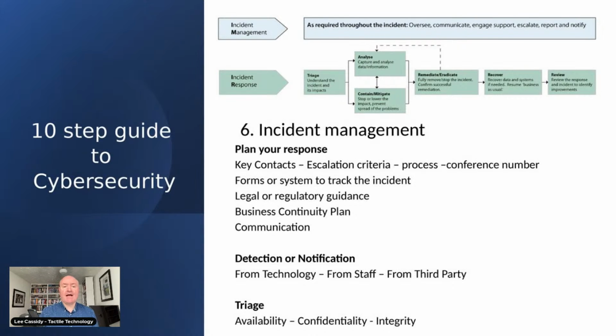The next thing on our planned response is the triage. What do we do first? First thing we've got to consider is, what availability have we got? Have we got all our systems, or have we got degradation of some of them, or have we got no systems at all? So what's the availability of our systems at the moment?